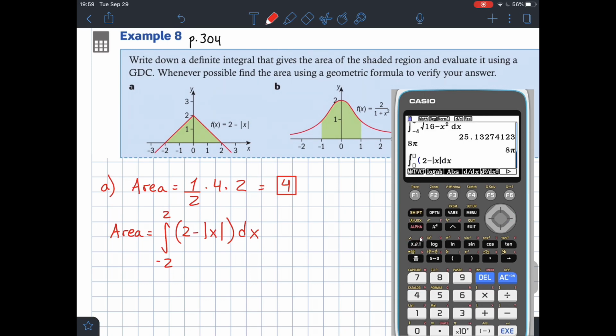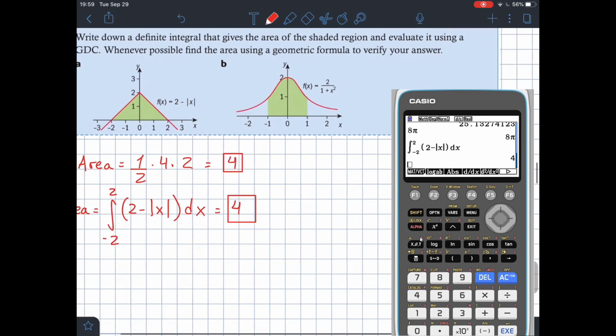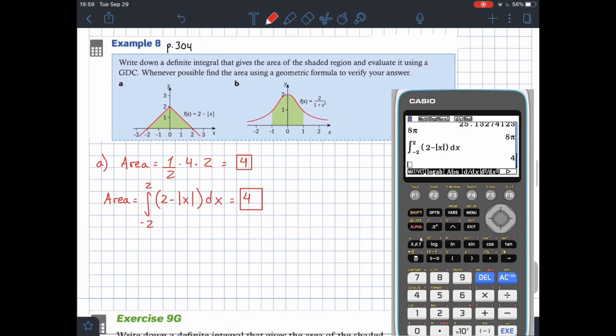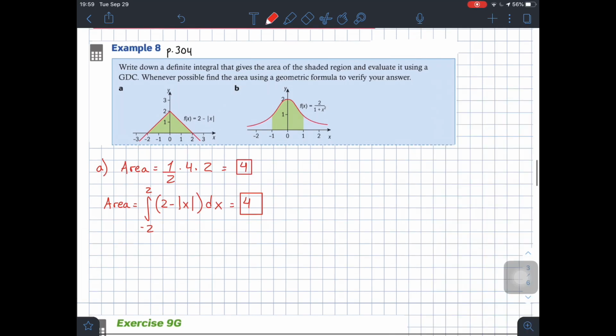We close parentheses, and we want to integrate this from -2 to 2. So if you click on execute, you get the answer, and you see that we get the same result, which is equal to 4. So with this, we once again prove that we can find the area underneath the curve by applying integrals. Okay, now let's see part B.